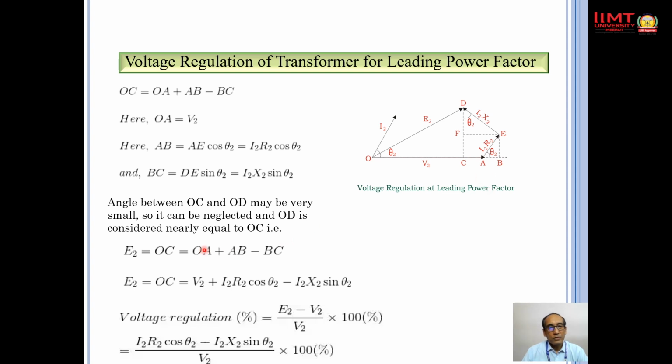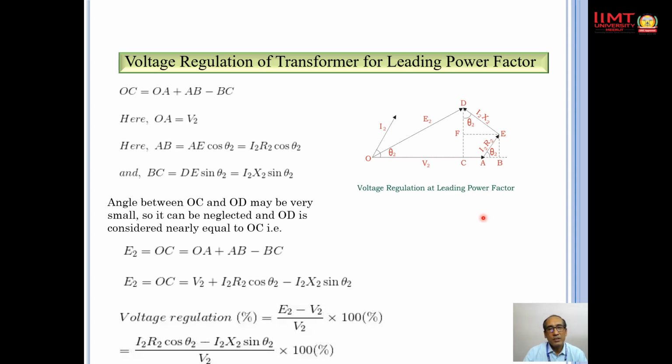And just like the previous case, when OC is nearly equal to OD, then we can say E2 is equal to V2 plus I2R2 cos phi 2 minus I2X2 sin phi 2. And then E2 minus V2 is the voltage regulation, and it is further divided by V2 to obtain voltage regulation, that is equal to I2R2 cos phi 2 minus I2X2 sin phi 2 divided by V2. And then finally multiply this fraction by 100 to get the percentage voltage regulation. So this is the case of leading power factor.